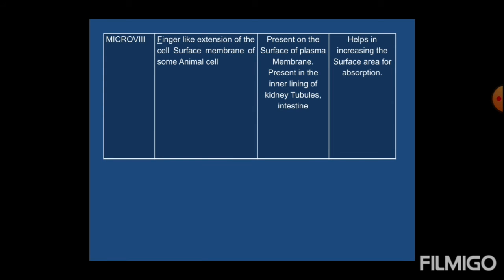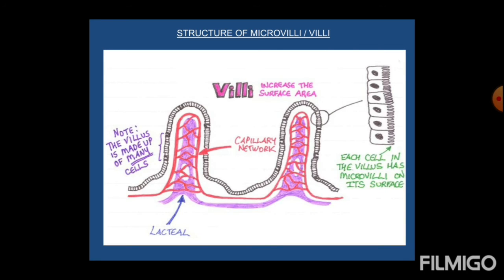That is why when the microvilli or the villi are present on the cell membrane, they appear as a brush border structure. They are present in the inner lining of kidney tubules and intestine, and they help in increasing the surface area for absorption. You can see the diagram. This is the diagram of villi. We have studied in class 9th also, if you remember, and they are present in the intestines and the kidneys, so that they can increase the surface area for better absorption of substances.